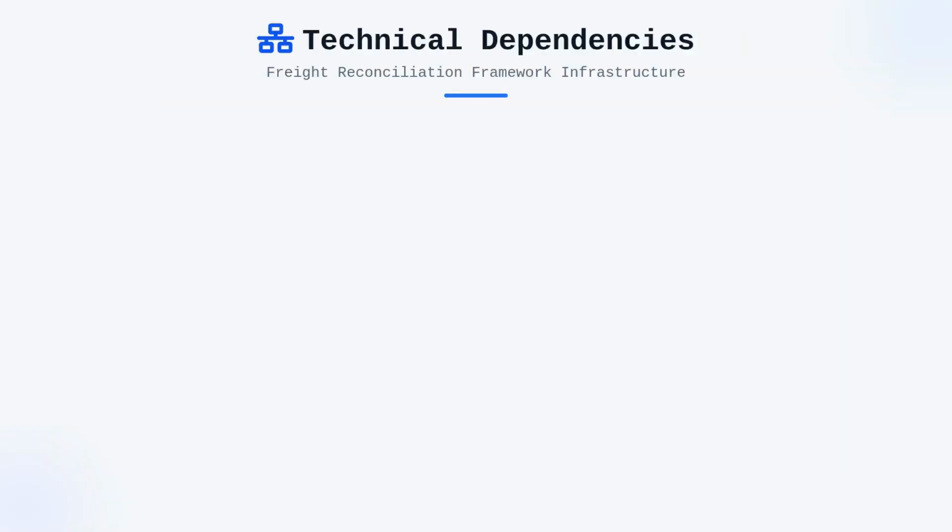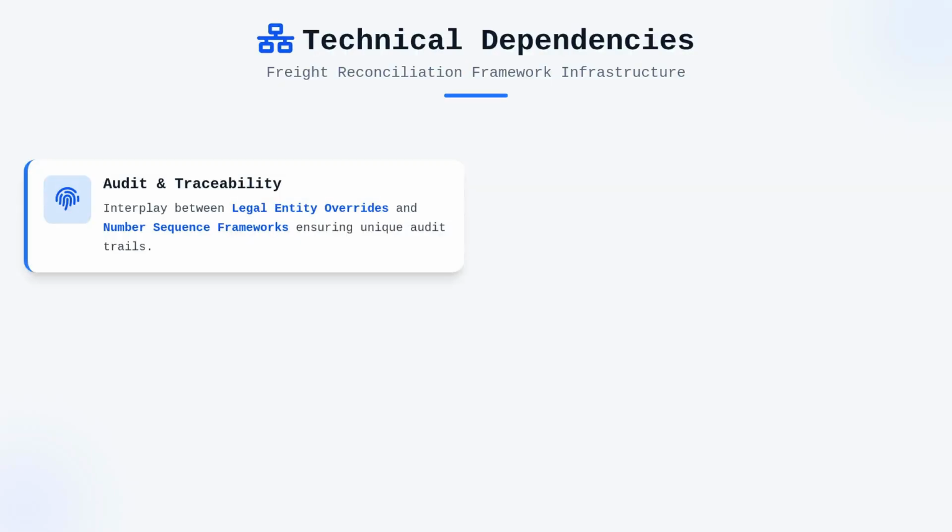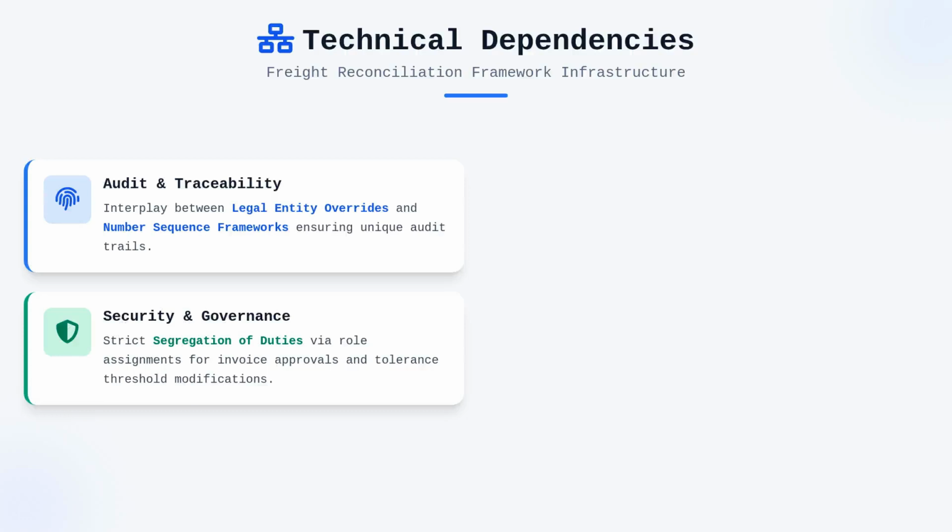Beyond the functional setup, you must consider the technical dependencies that underpin the freight reconciliation framework. You are dealing with a complex interplay between legal entity overrides and number sequence frameworks that ensure each audit trail is unique and traceable for internal or external auditors. Security role assignments must be carefully crafted to ensure that only authorized personnel can approve invoices or modify tolerance thresholds, thereby maintaining a clear segregation of duties.